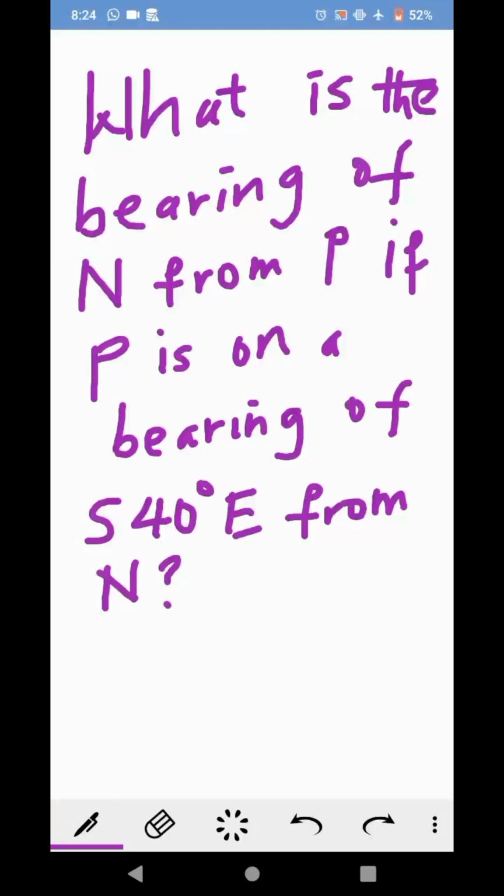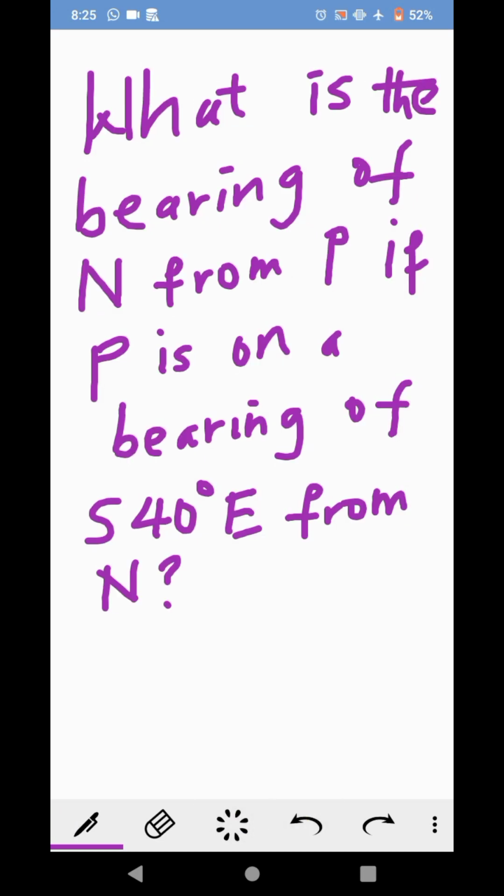Well, the question reads, what is the bearing of N from P if P is on a bearing of south 40 degrees east from N? That means P's bearing is known, but that of N is not known. So from the statement here, the first cardinal point we want to draw is that of N, because from N you can locate P. Then from P we can later locate N. So we are drawing points for N. Remember we said N is giving us 40 degrees southeast for P.